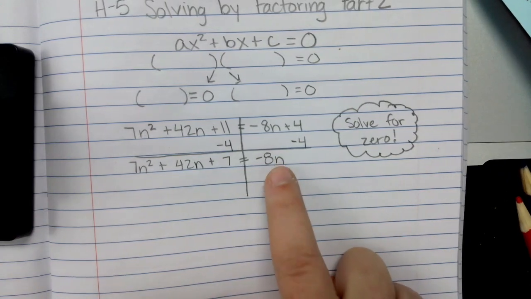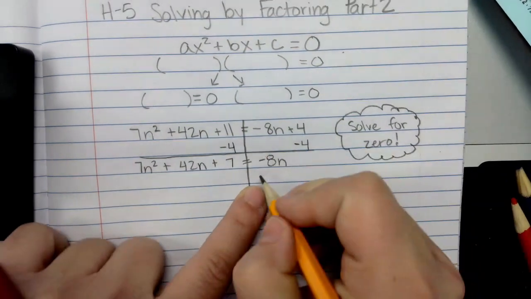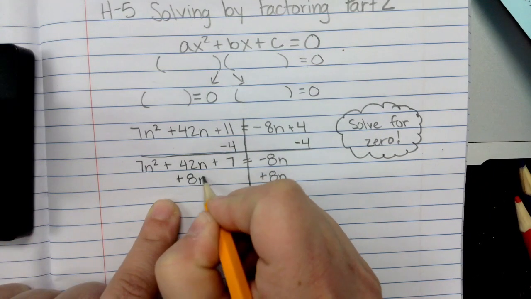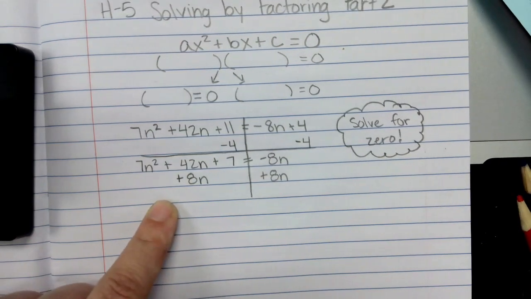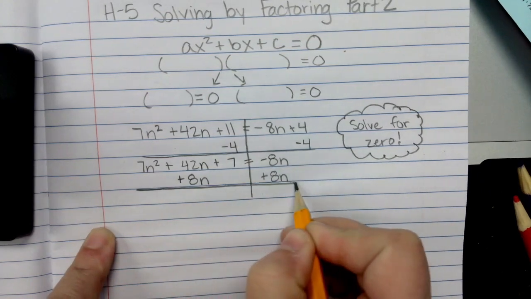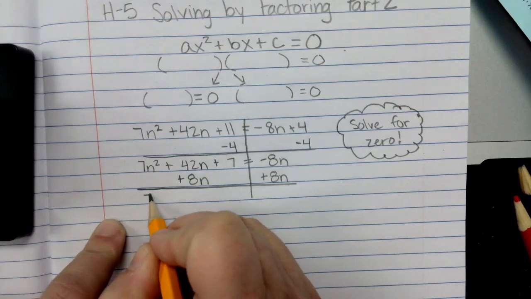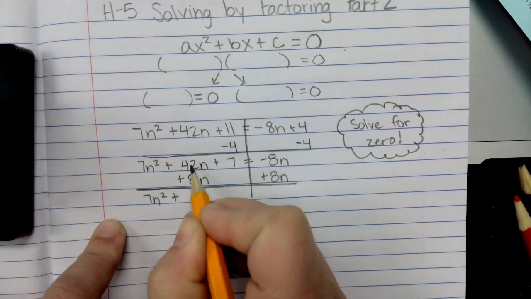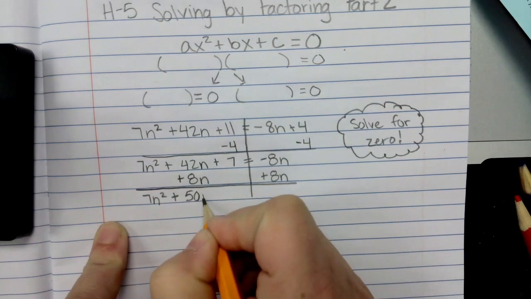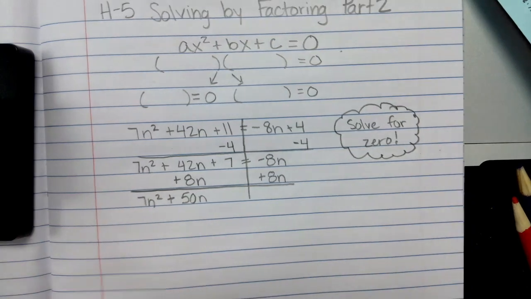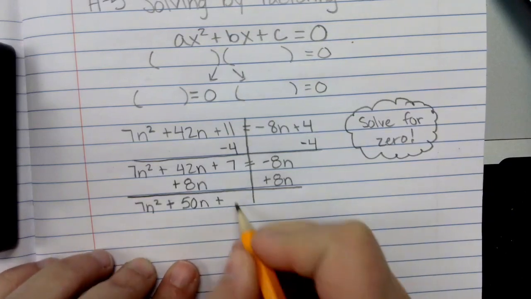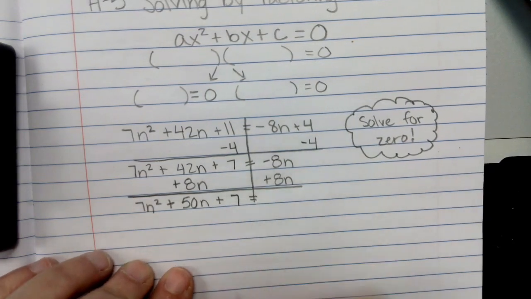Yep, add 8n. And Kamar said right away we do it to the 42. What says we do it to the 42? Yeah, they both have just the n. They're like terms. So nothing's changing to our 7n squared. What is 42 plus 8? 50n. Okay. We still have on that side the 7. Carry that down, plus 7. And what's left on the right side? 0. Yeah, we have nothing over there, so we can put a 0.